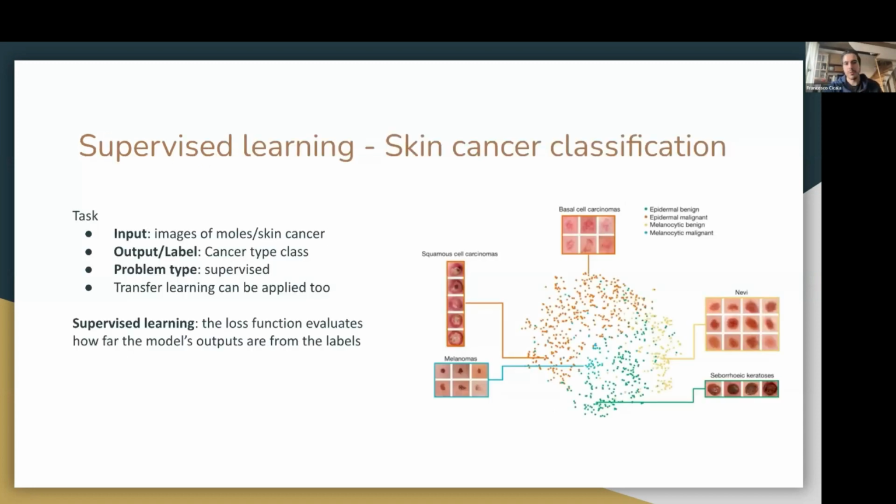Let's see a bit better what it means. I will spend just a few words on supervised learning, because all the cases that we already considered in today's discussion were supervised learning: classifying flowers, or, in transfer learning, doing skin cancer classification. Here I just want to highlight that the inputs for this problem are images of moles or skin cancer. The outputs, the answers of the model, are essentially classes, for example, this picture represents a mole, or a melanoma or something like that. As we already discussed, this is a problem where we can apply transfer learning, and it is supervised because we have the correct classification for each input image in our data set. So we learn how to map the one to the other.